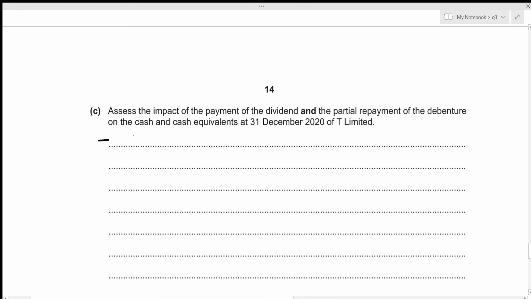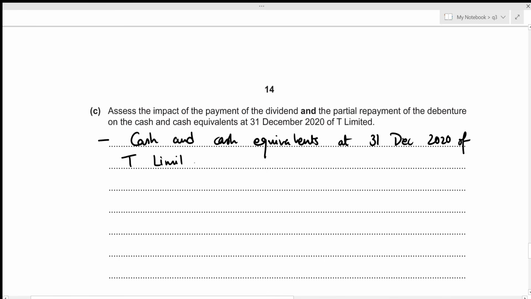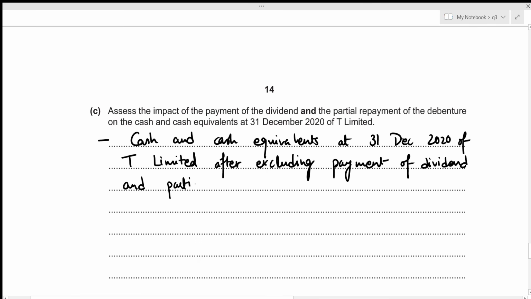So cash and cash equivalents at 31st December 2020 of T Limited after excluding payment of dividend and partial repayment of the debenture.